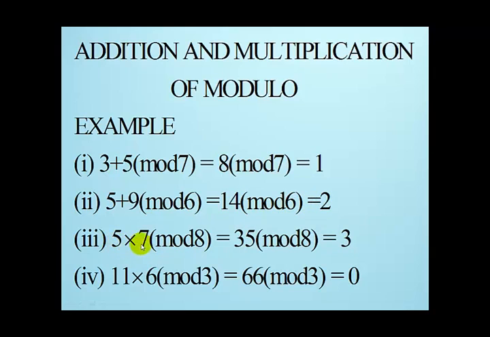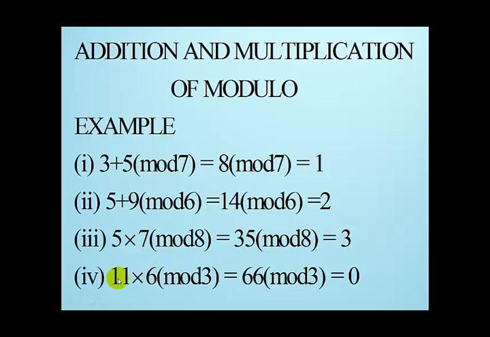5 times 7 mod 8. When we multiply 5 by 7, the answer is 35. This means that 5 times 7 mod 8 is equal to 35 mod 8. Now 35 mod 8 is equal to 3. This is because we have 4 groups of 8 in 35, and the 4 groups of 8 will give us 32. So we can see that the remainder is 3.